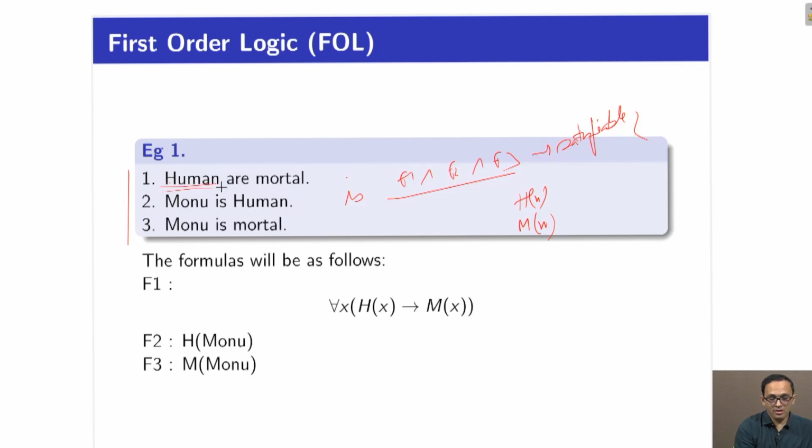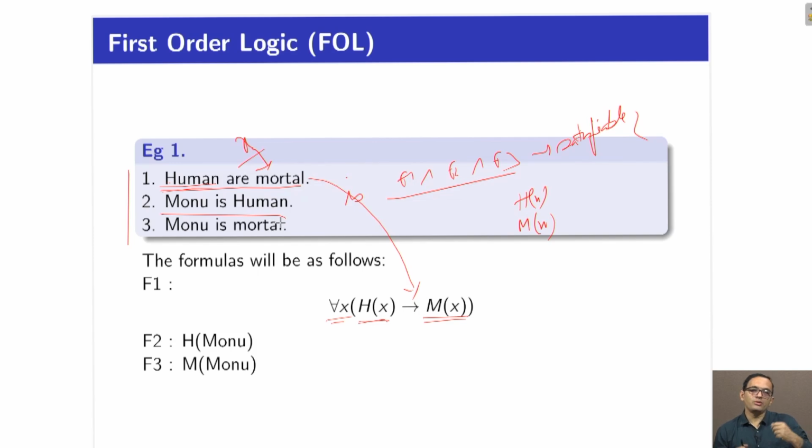So, now I can use that. I can say for all x, if H(x), that means if x is human, implies M(x). It means that for all x, if x is human, then he is also mortal. So, this models the sentence that all humans are mortal. Now you can see that this cannot be modeled with only propositional variables. I can take x as the entire sentence, but then how do you model Monu is human? You are not able to logically model things using just propositional variables.